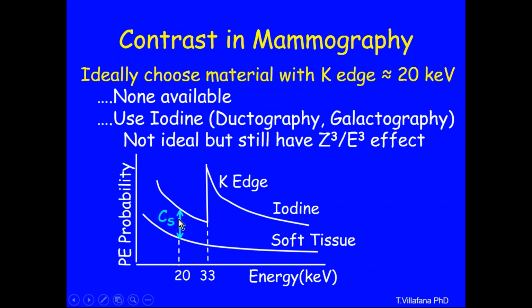What we're saying is that you still have contrast. Even though you're not utilizing the K-edge, you're using the Z cubed over E cubed, and there is still a Z difference between iodine and soft tissue, so you will get a contrast. It is not as significant as it would have been if you were able to use the K-edge, but significant enough.